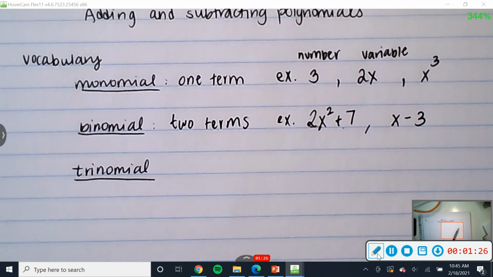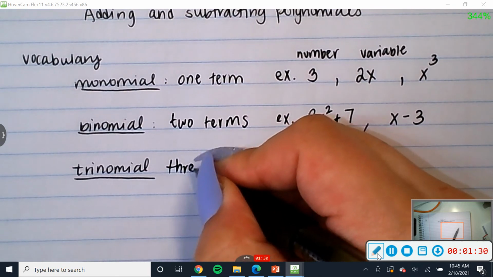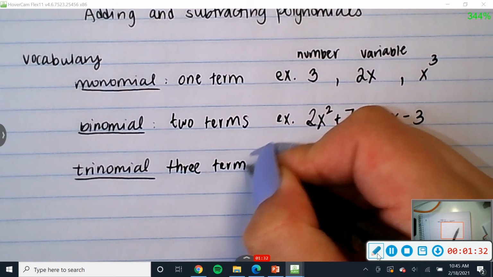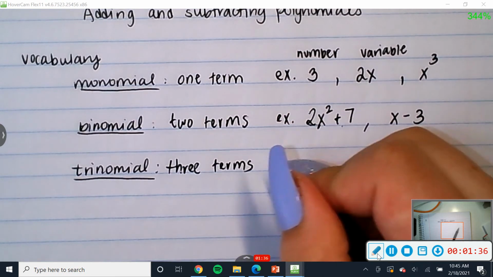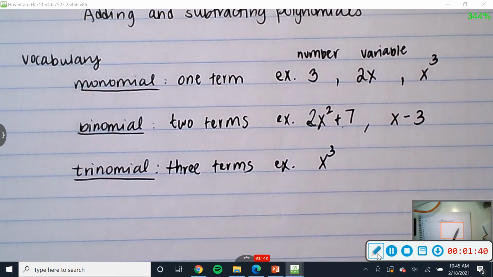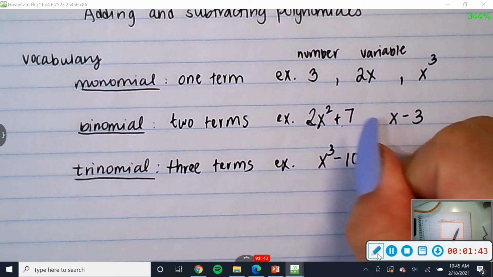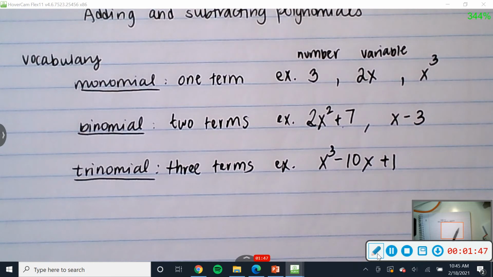Finally, trinomial is going to be three terms. You can notice it's following a pattern here. So tri meaning three. So trinomial would look like this. You could have our first term is x cubed, and then our second term is negative 10x, and our last term is plus 1. So we have a total of three terms right here.